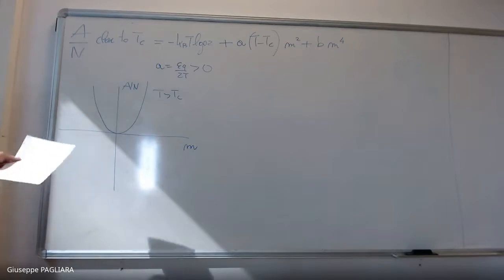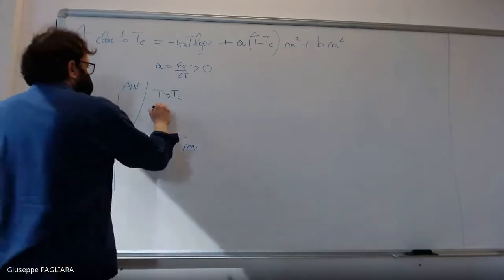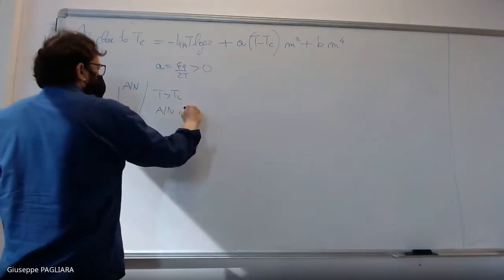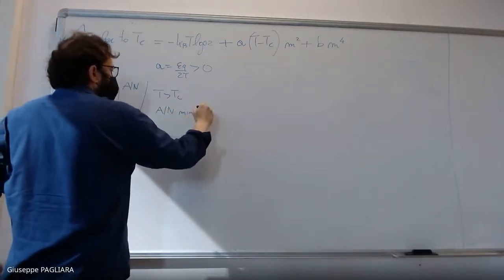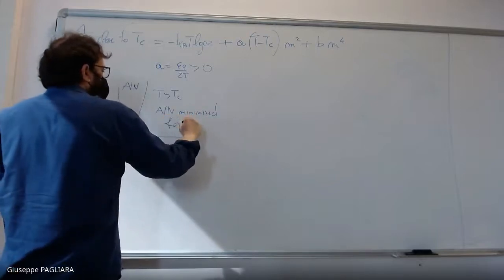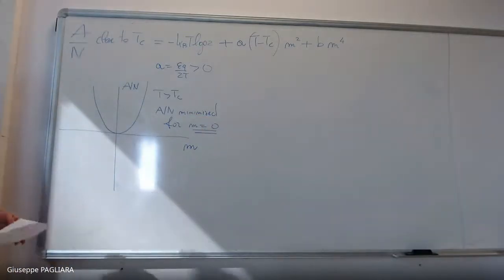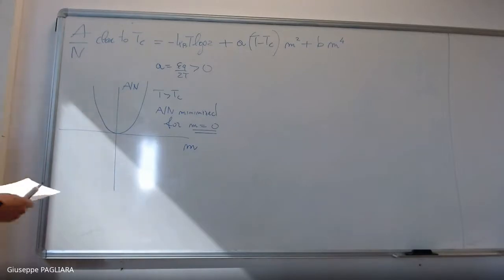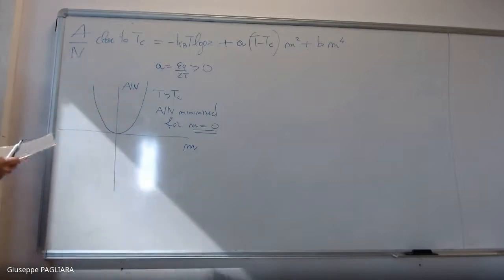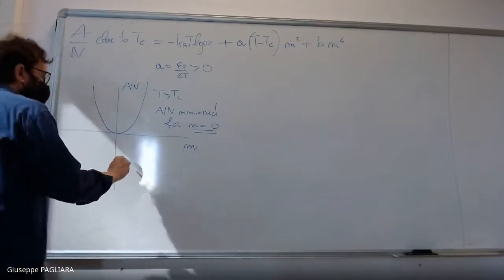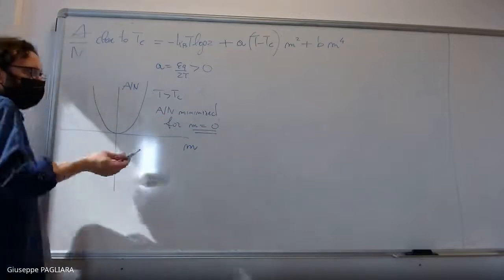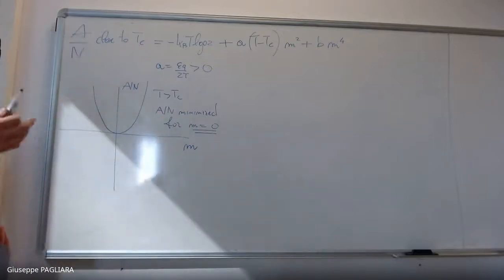Okay, where you see that A divided by n is minimized for m equal to 0. And we know that if we work at fixed temperature, fixed number of particles and fixed volume, the second principle of thermodynamics tells me that I have to minimize the Helmholtz free energy. So the solution that minimizes A is the correct one, the one that is realized in nature at thermodynamical equilibrium.